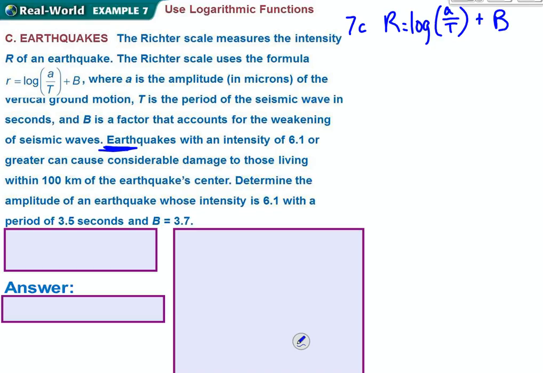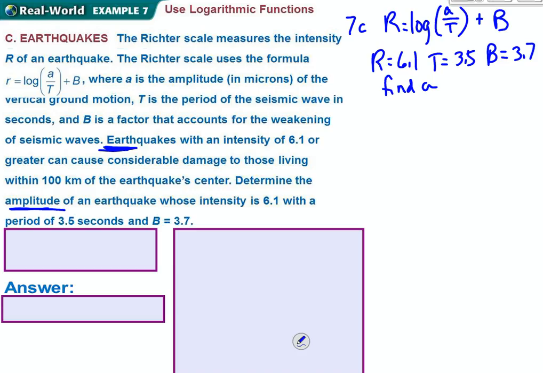So the intensity is given to us here, so that is our R value. In this case, R is 6.1. The period, which is capital T, is 3.5, and they tell us B is 3.7. So it's A that we have to find. We're finding that amplitude, and so we have to find A.